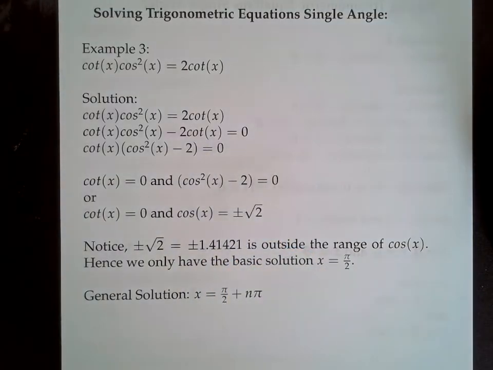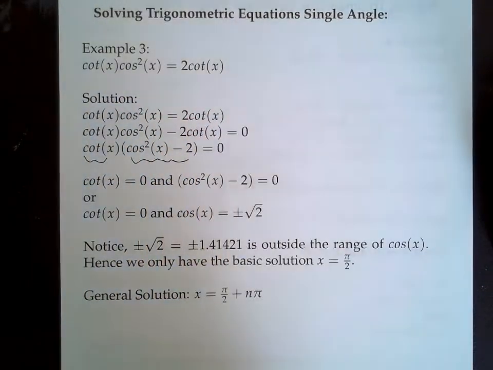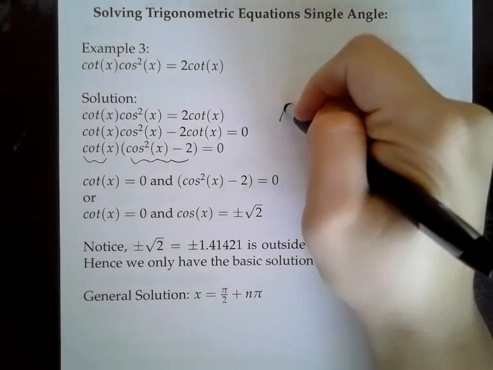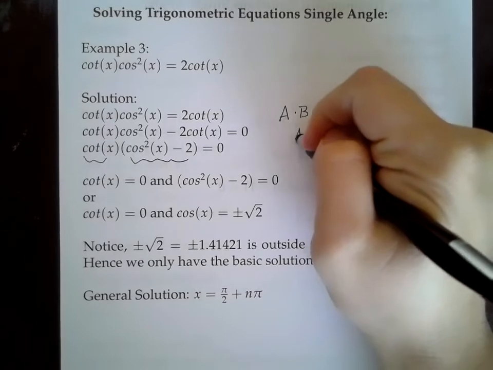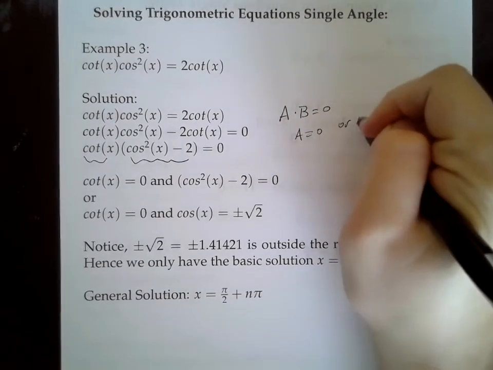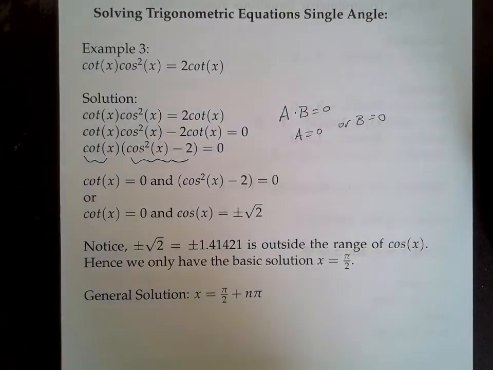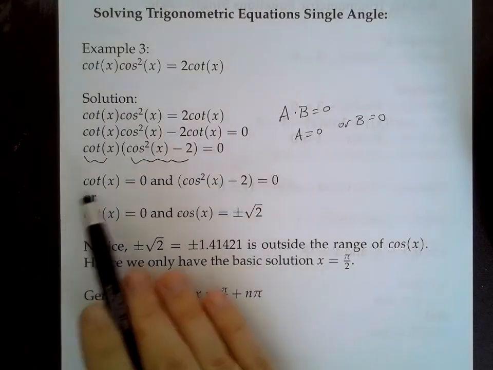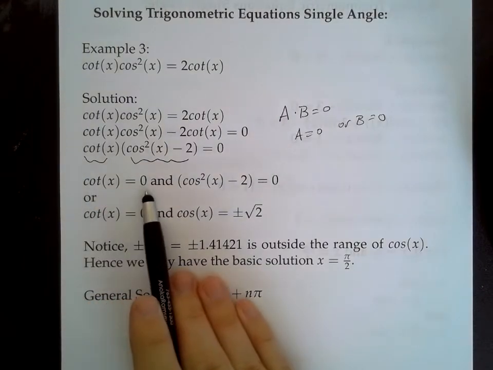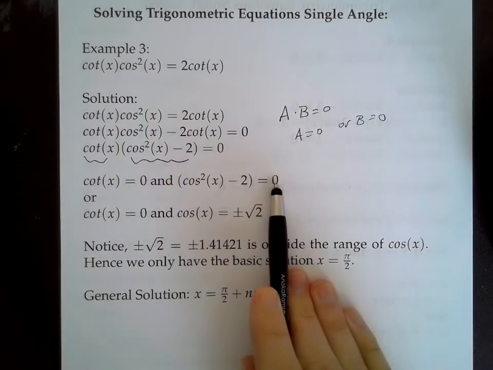And this has put me in a perfect place, because now I have two factors, and I can use the zero product property. If you remember, if a times b is equal to 0, then a is equal to 0 or b is equal to 0 by our rules of algebra. So I can set both of these equal to 0 and solve. This gives me cotangent of x is equal to 0, or cosine squared of x minus 2 is equal to 0.